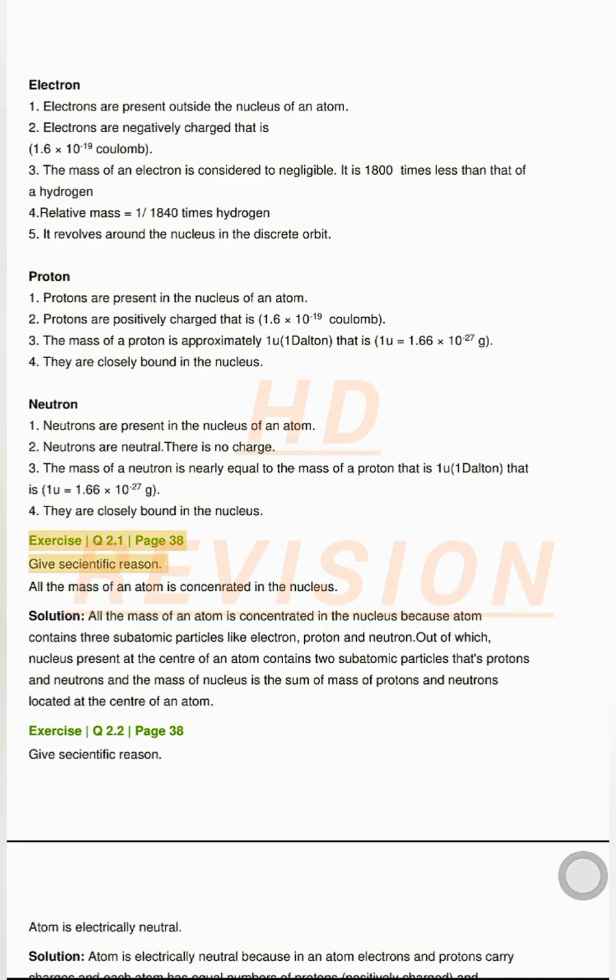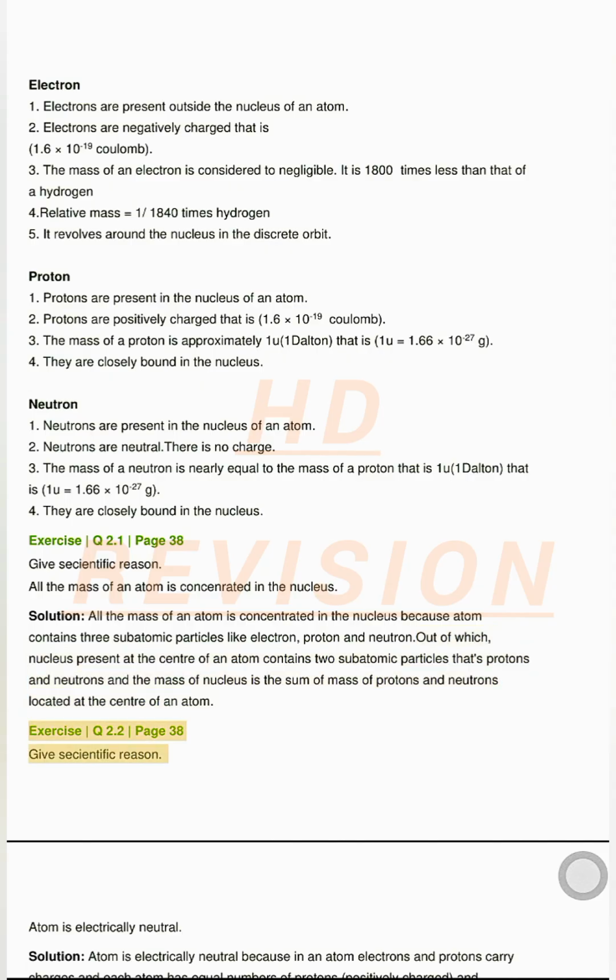Exercise Q2.1, page 38. Give a scientific reason: all the mass of an atom is concentrated in the nucleus. Solution. All the mass of an atom is concentrated in the nucleus because atom contains 3 subatomic particles like electron, proton and neutron. Out of which, nucleus present at the center of an atom contains 2 subatomic particles, that's protons and neutrons, and the mass of nucleus is the sum of mass of protons and neutrons located at the center of an atom.